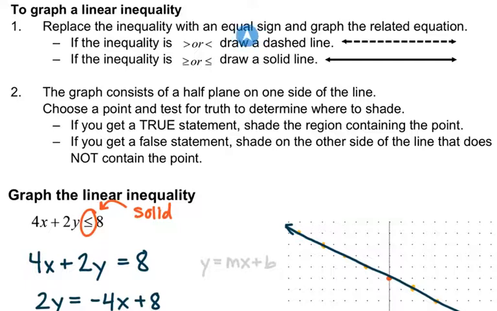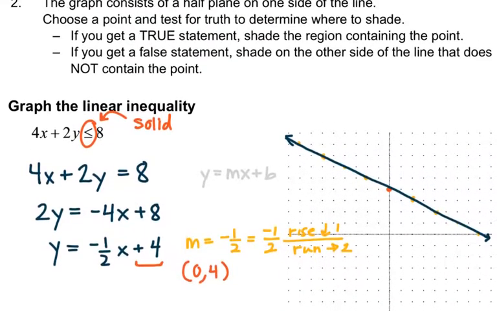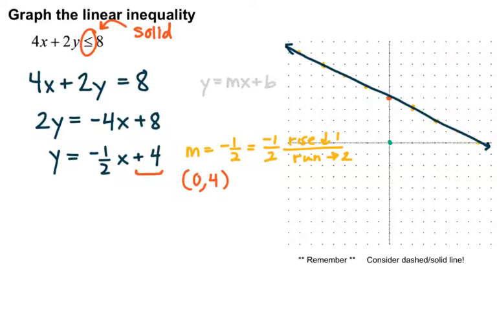So we just treat it like an equation, and then we draw it with a dashed or a solid line. And of course, because this had an equal to, we used a solid line. So for the next step, we choose a test point, any point we want, as long as that point is not on the line. In this situation, I'm inclined to choose the origin again, because it's very, very easy for us to deal with this origin value. So I'm going to test the ordered pair 0, 0.